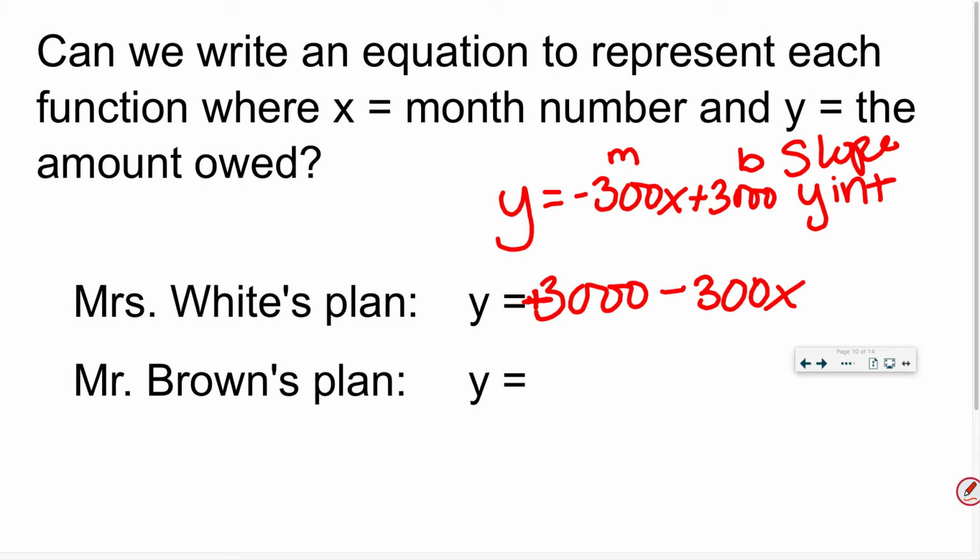So let's take a look at Mr. Brown. What's the equation for his scenario, his function? So in the way you described it, we'll take negative 300x plus 2,000. I just couldn't hear you. 2,400. Good. So where do we get the negative 300 and where do we get the 2,400?